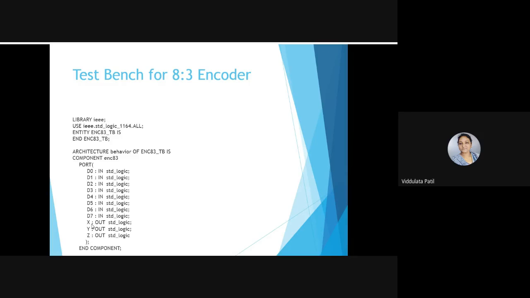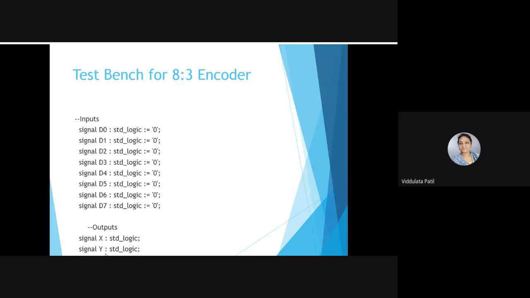And after that, the outputs are x, y and z, again all output ports of the type std_logic. Now, as all the ports of this component are declared, we end the component. Then we need to initialize the signals. The input signals are D0 to D7, all of the std_logic type, and all initially have the value 0. So that is what we are initializing here.